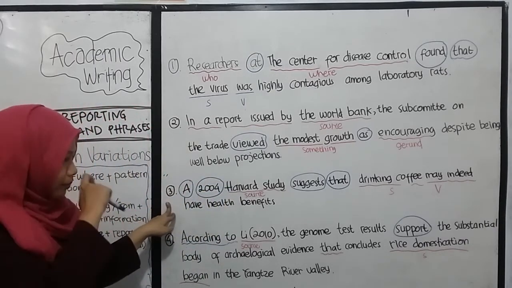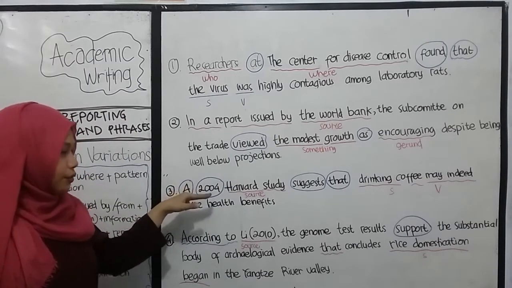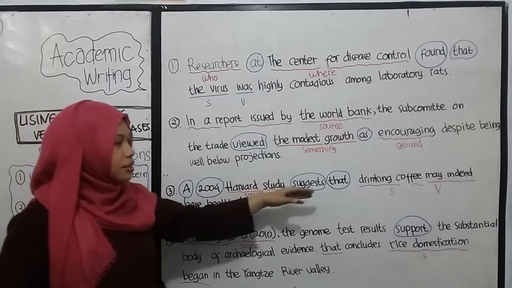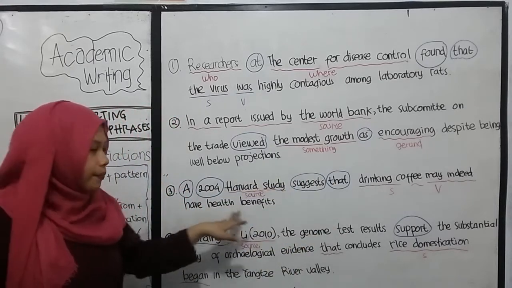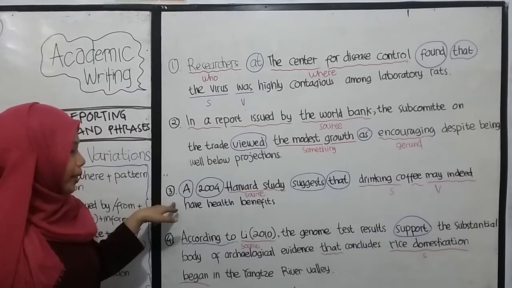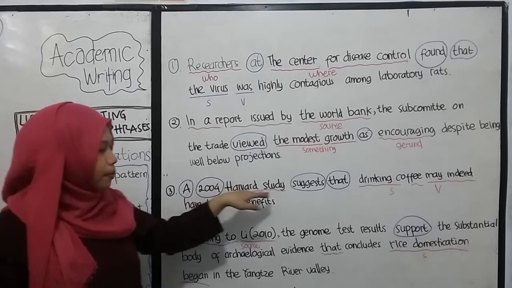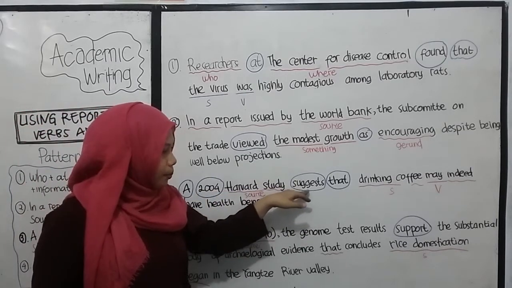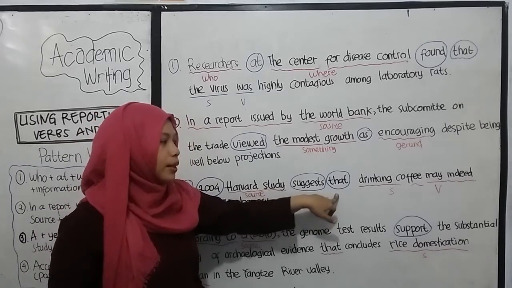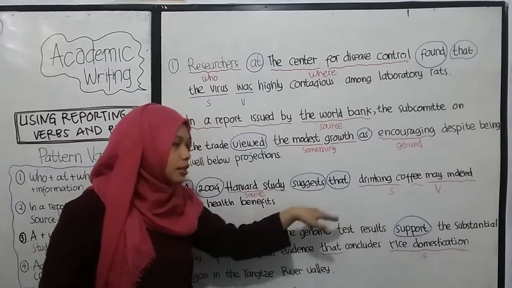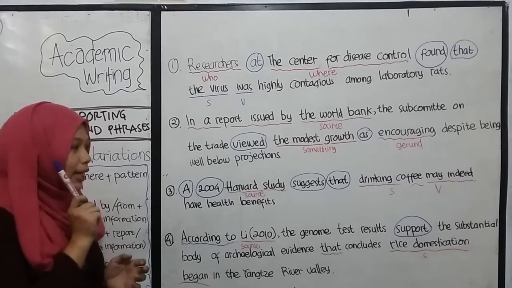Okay, number 3. It is followed by a year, 2004. Harvard studies suggest that drinking coffee may indeed have health benefits. This is an example of pattern variation number 3: a, year plus source plus pattern. The pattern uses a reporting verb such as suggest, followed by that, subject, verb. So this is also a variation for writing pattern 1.